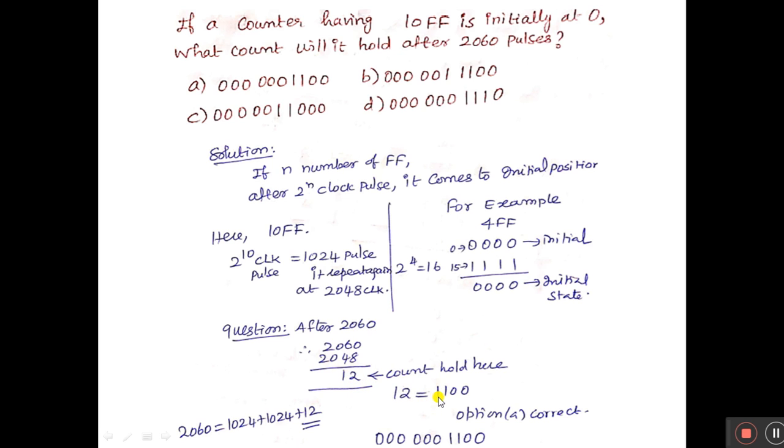So 12 means 1100. So from the options, option A is correct. That is 0000001100. So 2060 can be split as 1024 plus 1024 plus 12, and 12 is 1100. Option A is correct.